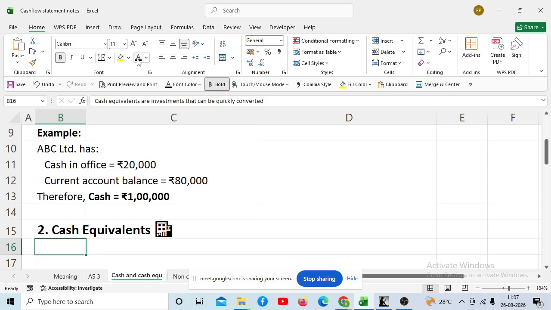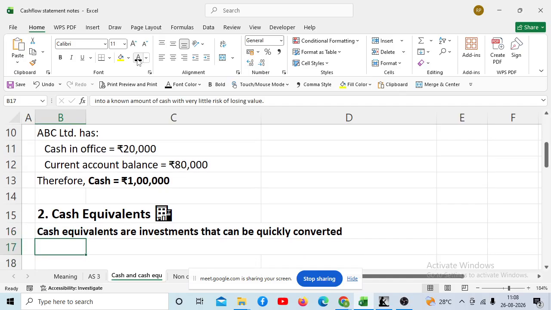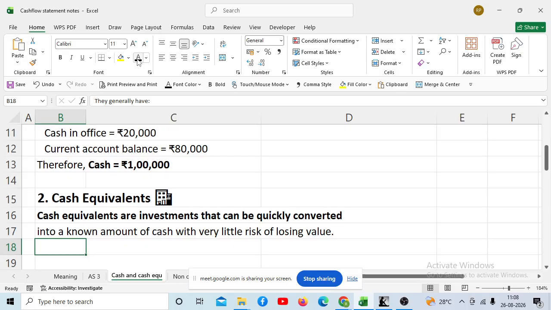Now cash equivalent means near to cash, or we can call it as good as cash. Then written this second heading. Yes. Okay, so now cash equivalents are investments that can be quickly converted into a known amount of cash with very little risk of losing value. Cash equivalent means you had invested your cash somewhere, and by selling it you can convert it into cash, and there will not be any loss in the value also, right?